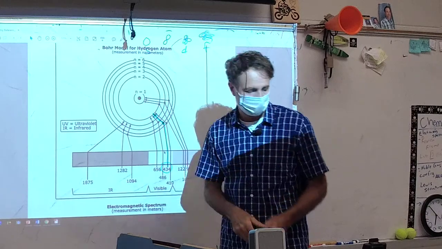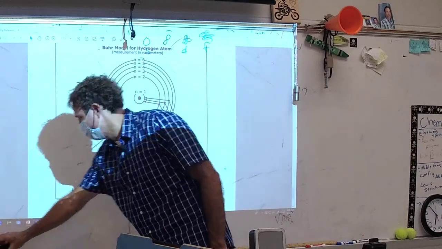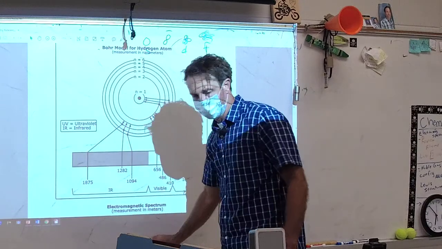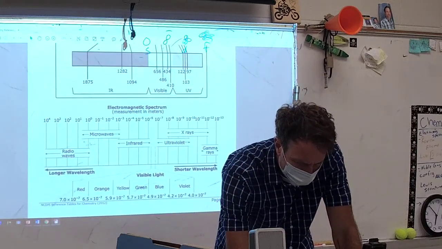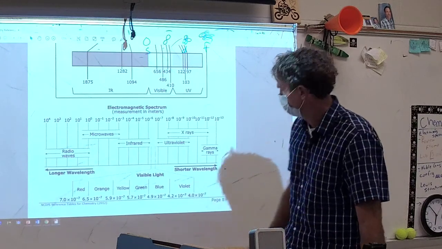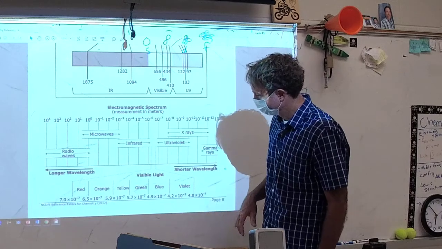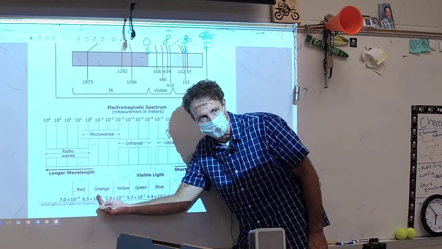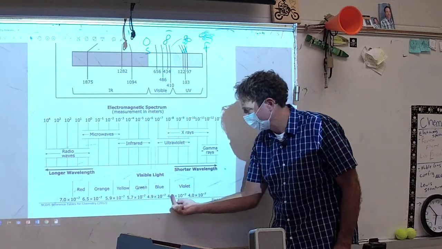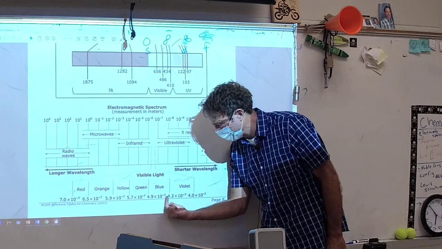Can you see that? And now we're going to look at this 434 down here, the bottom of our worksheet. Okay? 434 nanometers would fall in the visible light spectrum. Everybody see where I'm at? In the visible light spectrum, 434 would be right here.